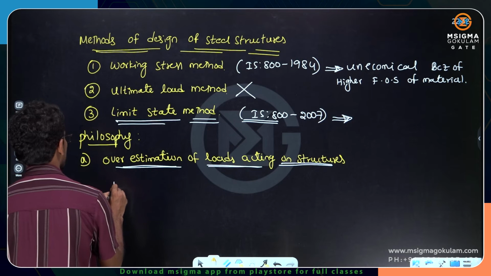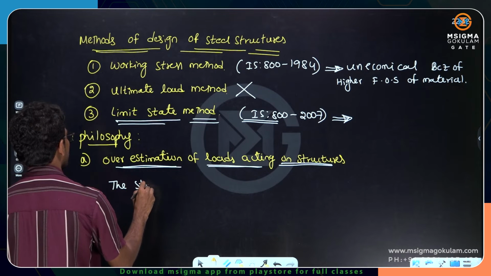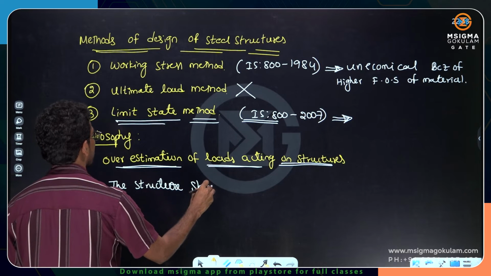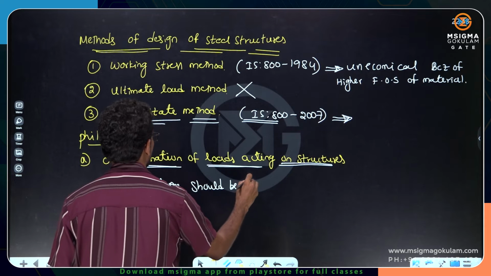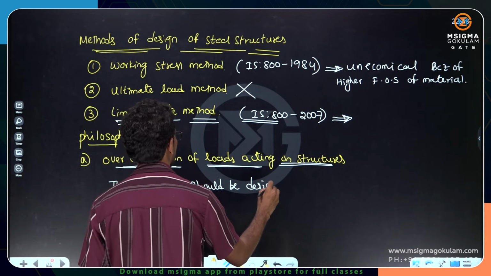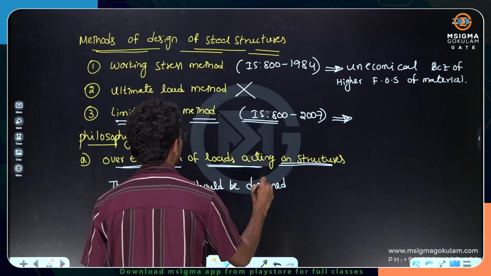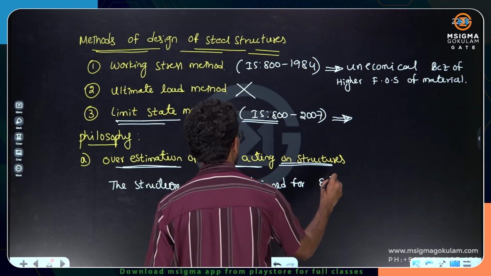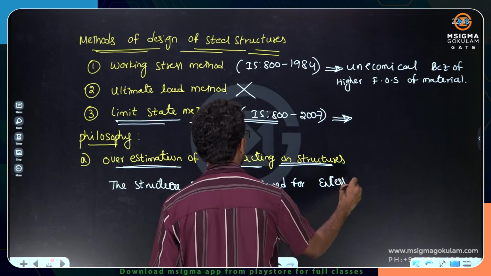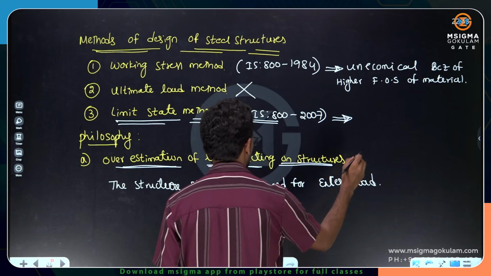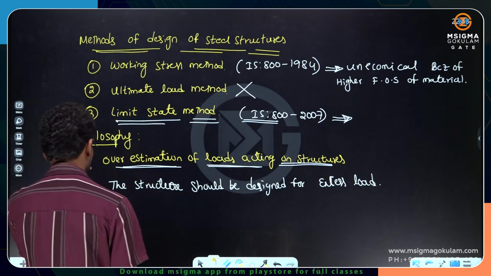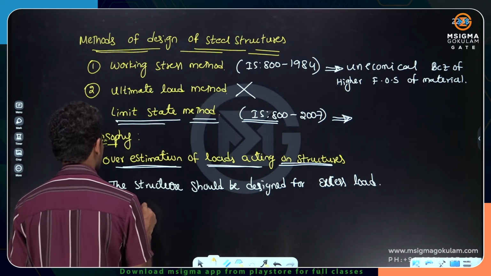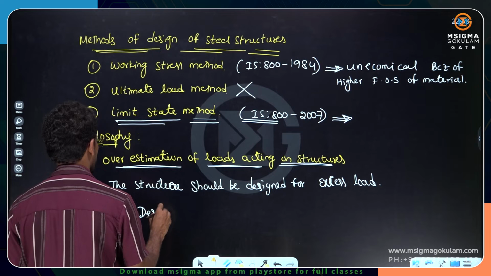Okay. So, what is the intention of this one? The structure should be designed for what? Extra loads, excess loads. The structure should be designed for excess load or extra load than the present load. Please understand it. That's why the term called design load comes.